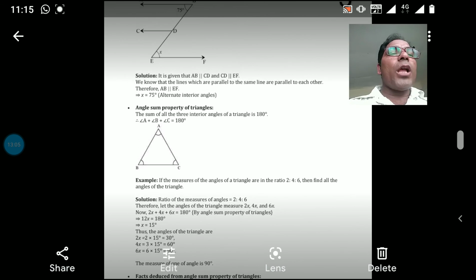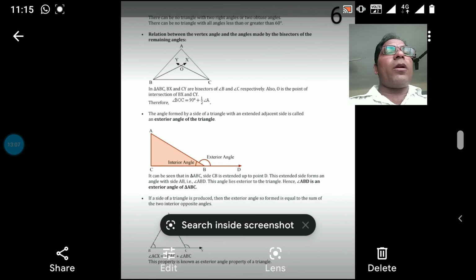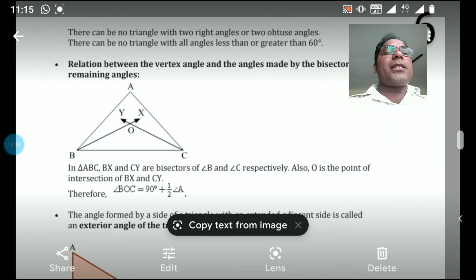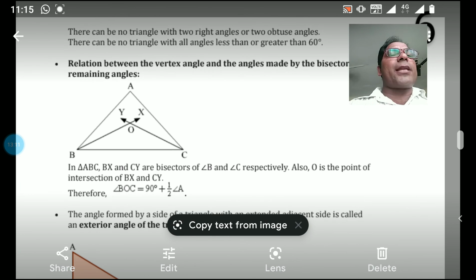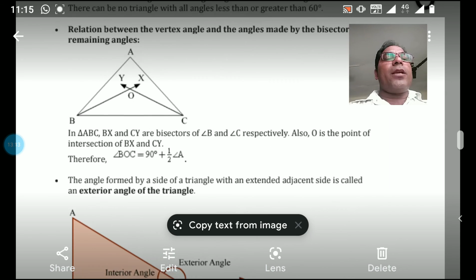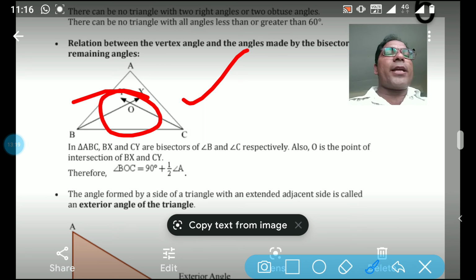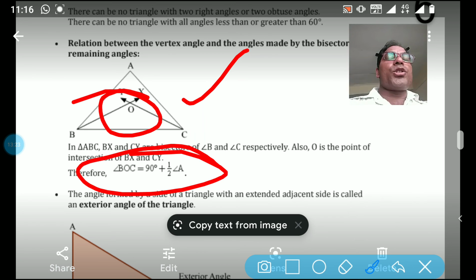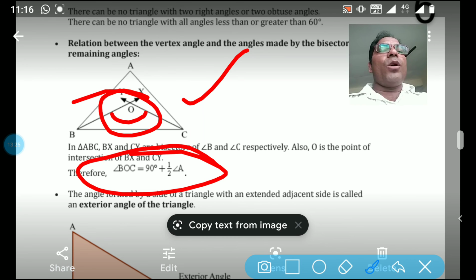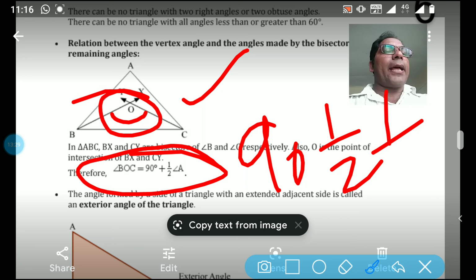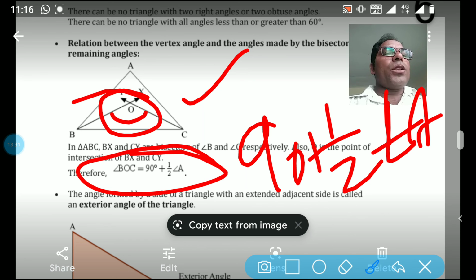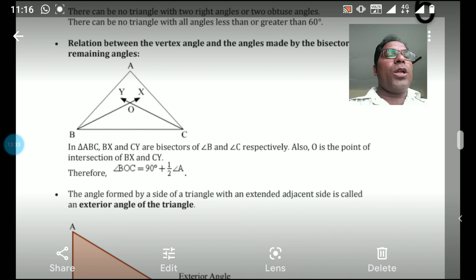Okay, so this was your revision point, and some more points are given here. Relation between the vertex angle and the angle made. See, okay, these relations you have to learn, and in NCERT examples have been solved. Angle BOC, if you find it out, it will be 90 degrees plus half of angle A. Directly angle BOC you can find out: 90 plus half of the vertex angle, angle A. So these properties you should know.